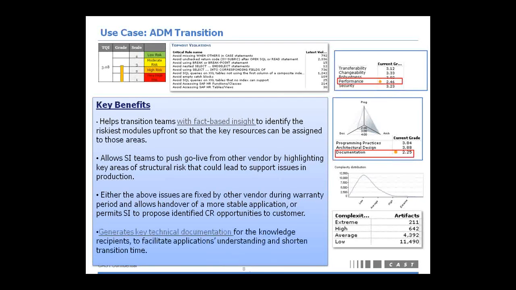In terms of the other key benefit from a transition perspective, CAST AIP helps to generate key technical documentation for the knowledge recipients or the secondary knowledge recipients, or in terms of knowledge transfer from on-site and offshore. So CAST helps to crunch that time significantly and bring significant benefits.